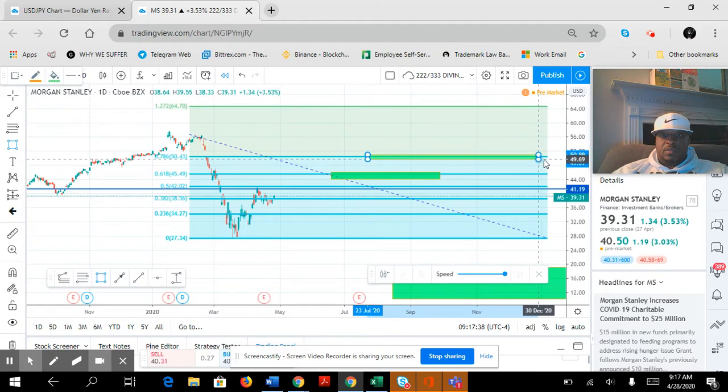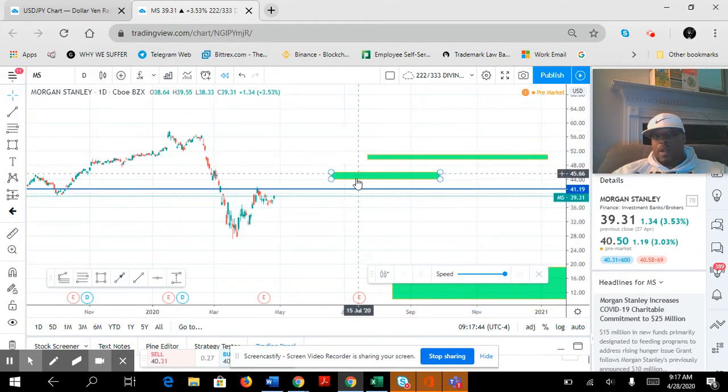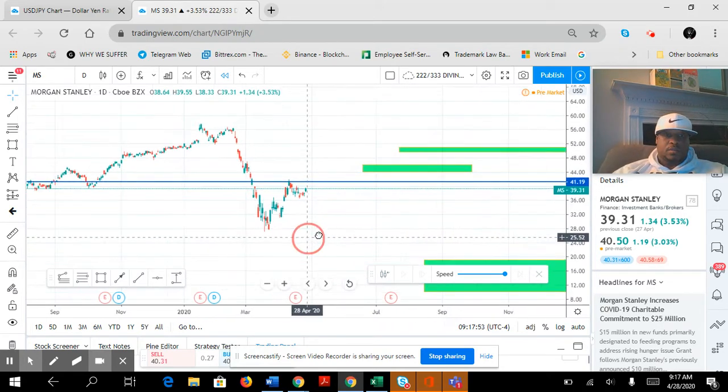We know that these are areas where we want to see price coming back into, and we'll have alerts from our broker or our phone that price has reached and came back into these areas to look for opportunities to go to the downside. All right.